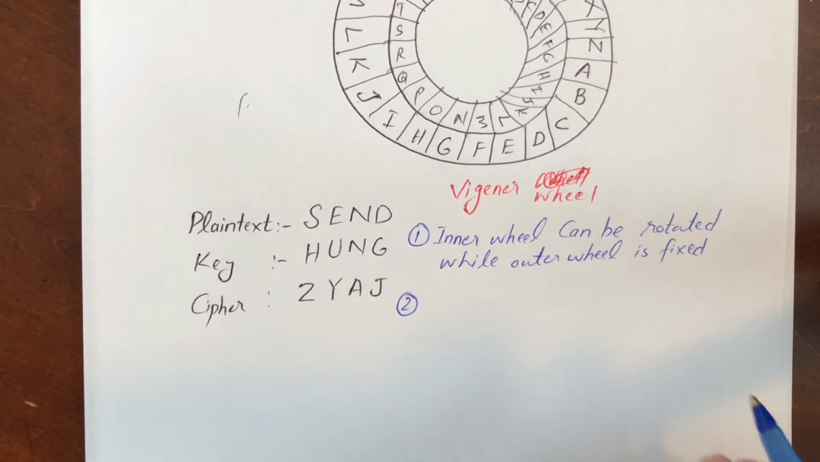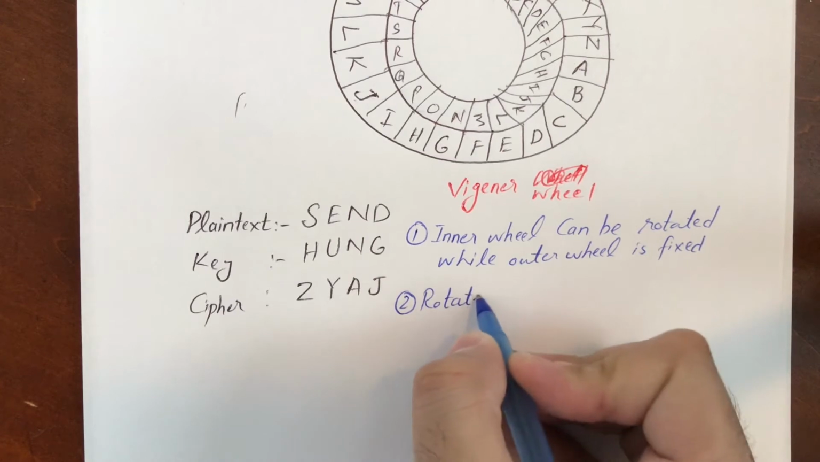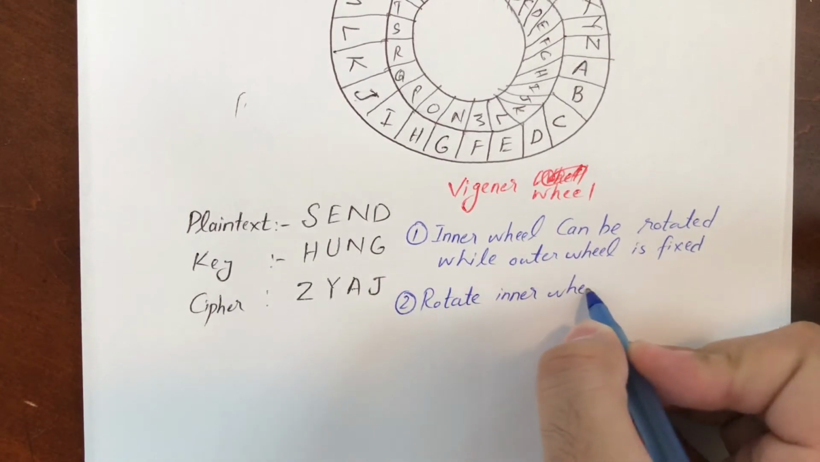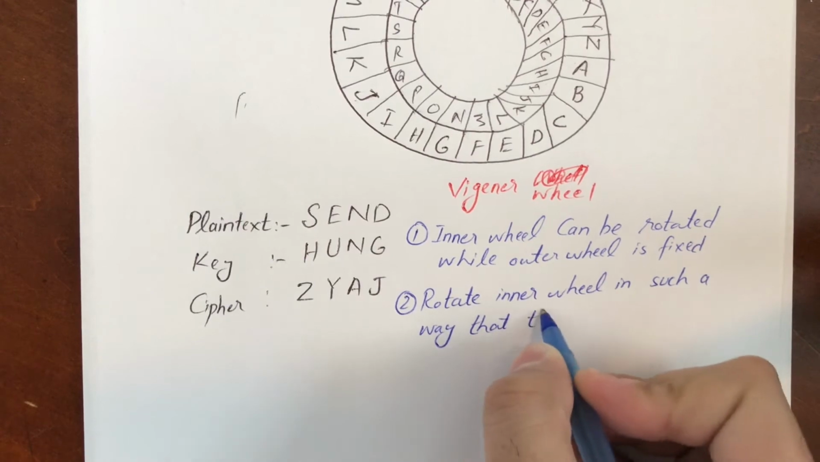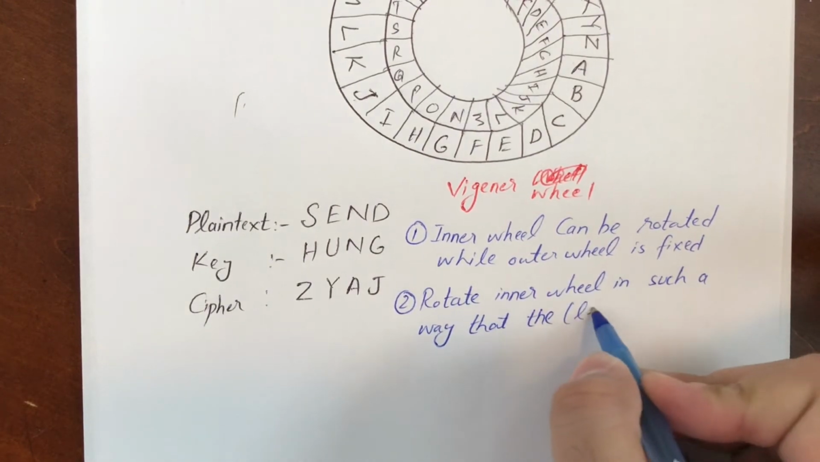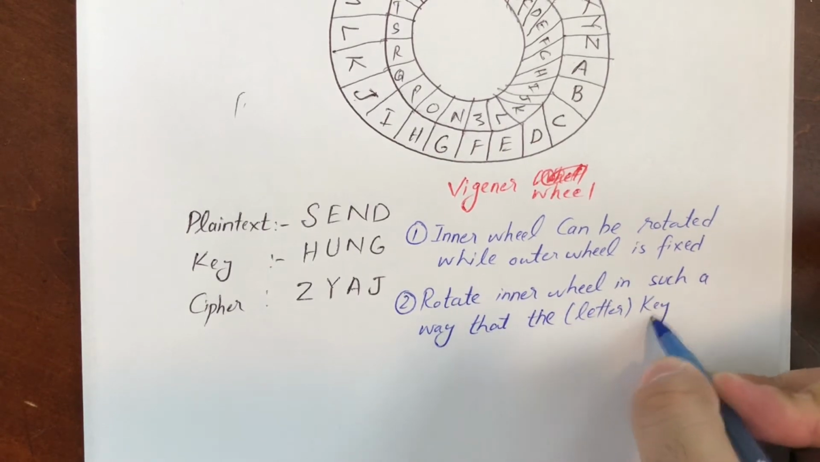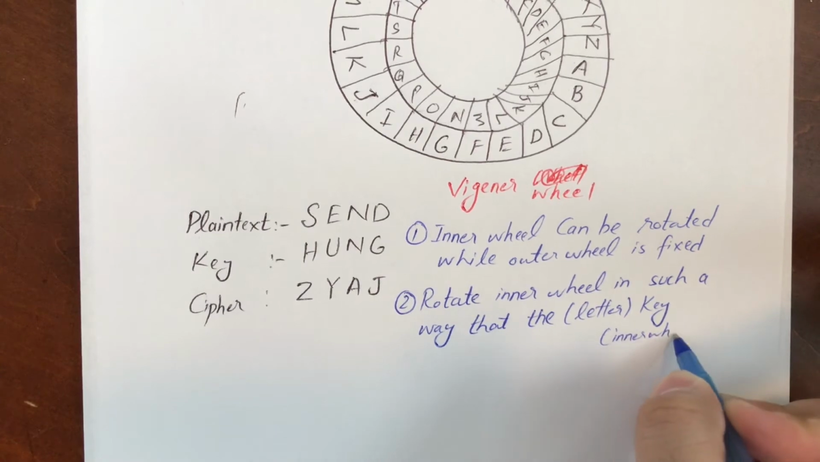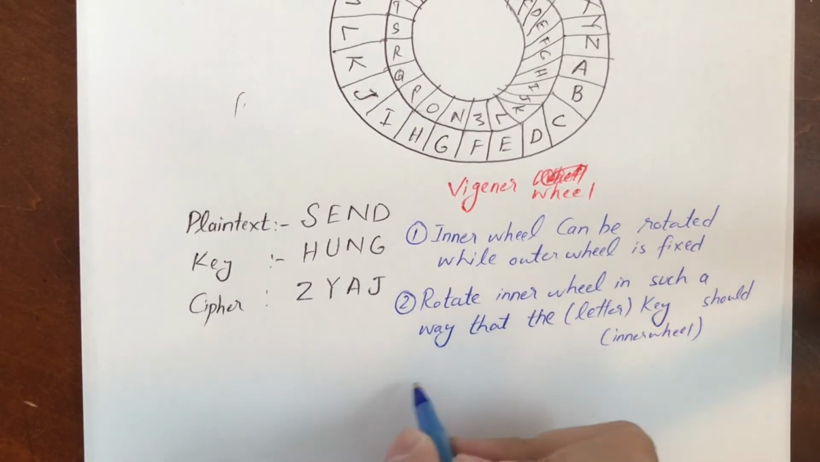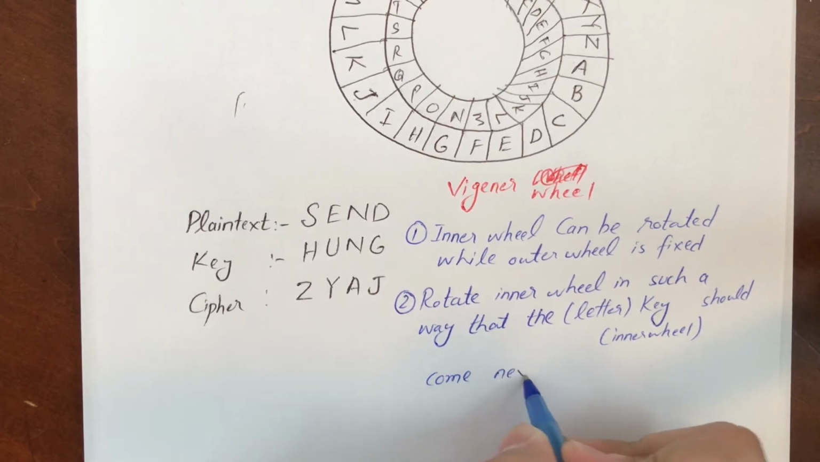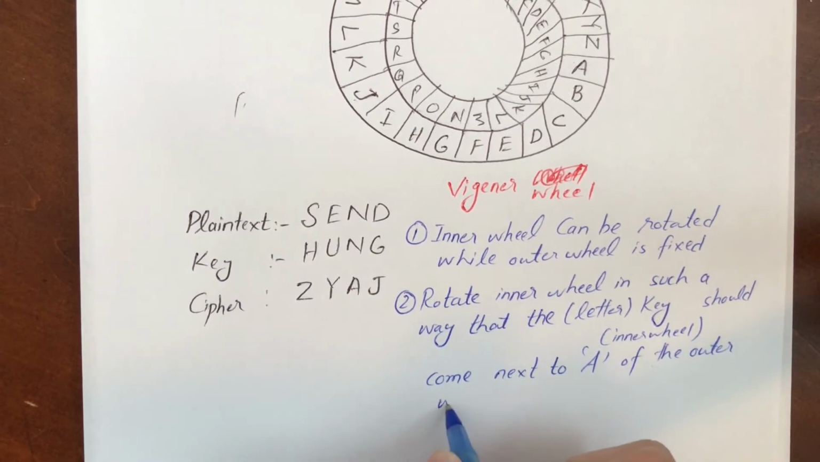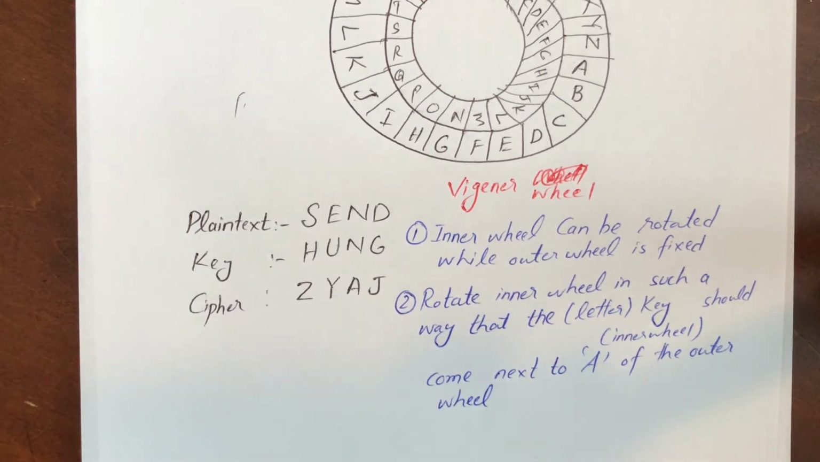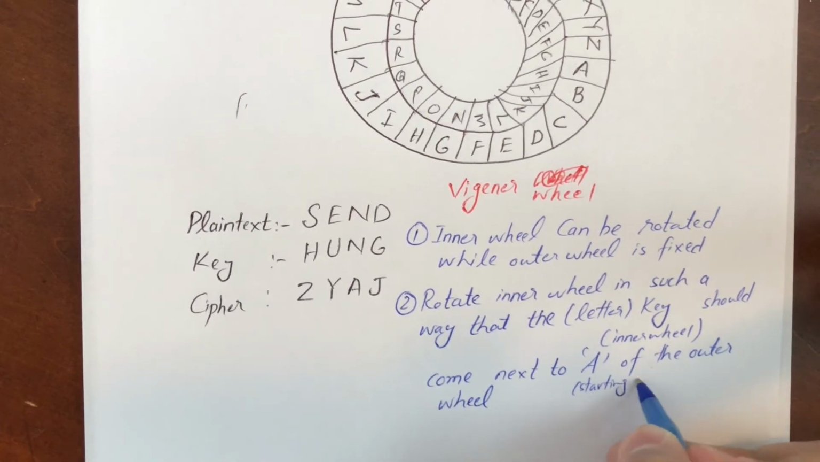Secondly, the second rule is that we need to rotate the inner wheel in such a way that the letter, or you can say the key, on the inner wheel should come next to A of the outer wheel, which is basically the starting point. I'll show you with an example as well.